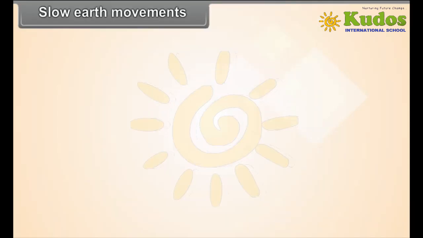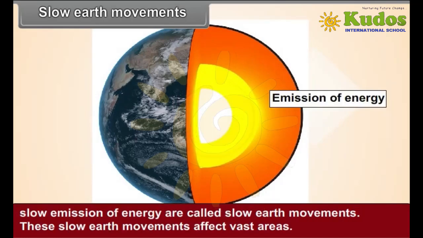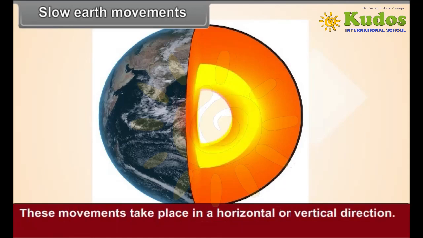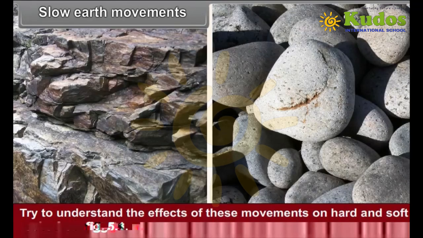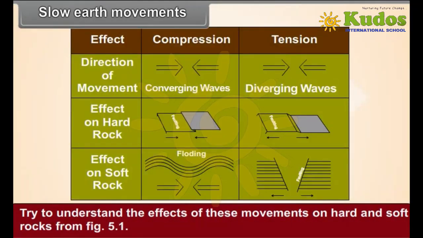Slow Earth movements. The movements in the interior of the Earth that are caused by the continuous and slow emission of energy are called slow Earth movements. These slow Earth movements affect vast areas. These movements take place in a horizontal or vertical direction. Try to understand the effect of these movements on hard and soft rocks from figure 5.1.